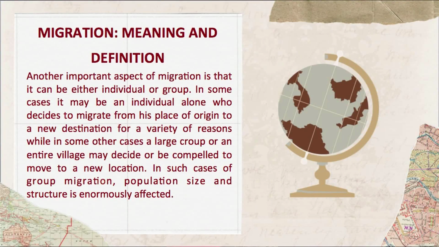Another very important aspect of migration is that it can be in the form of individual migration or group migration. In some cases, it may be an individual alone who decides to migrate from his place of origin to a new destination for a variety of reasons, while in some other cases, a large group or an entire village may decide or be compelled to move to a new location. In such cases of group migration, population size and structure is enormously affected.